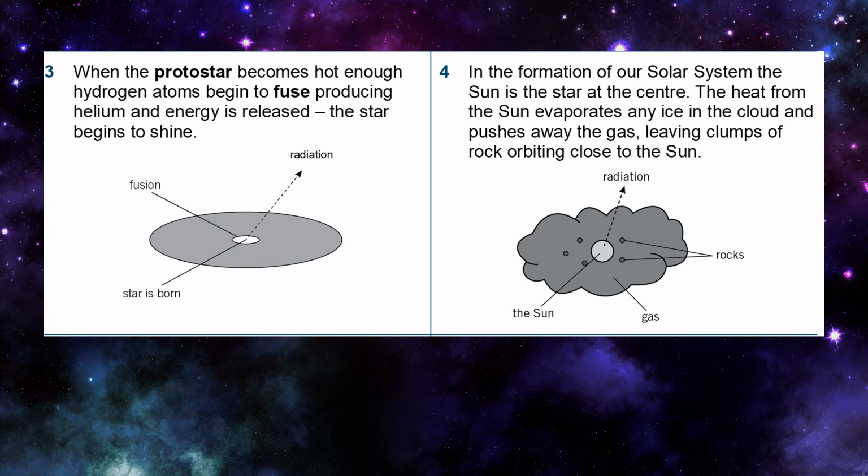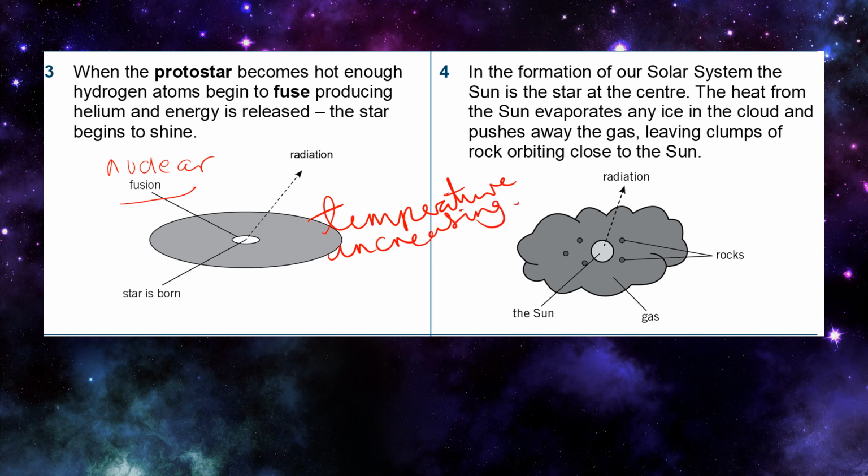And then number 3, when the protostar becomes hot enough, hydrogen atoms start to fuse, and that's nuclear fusion. I'm just going to add nuclear on here. And this is where we actually have a star being formed when nuclear fusion is happening. You might also want to add on here that the temperature is increasing. One of my pet peeves is when people write temp. Please don't do that, because you will get no marks in the exam. So the temperature is increasing.